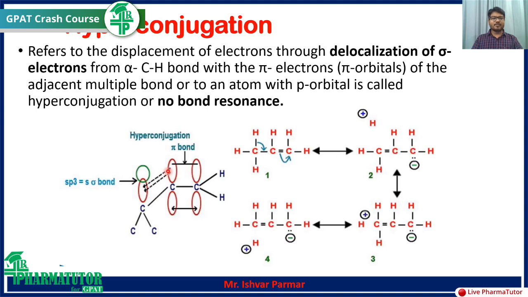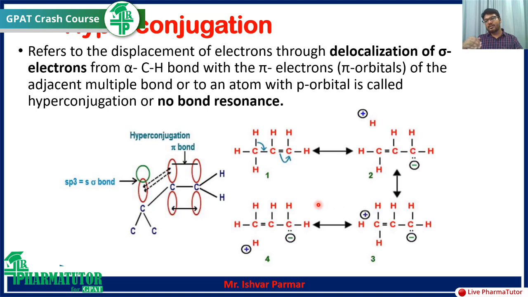In resonance we have studied it is an overlapping of only the pi bond. In hyperconjugation there is an overlapping of the sigma bond and the pi bond. After this overlapping, different contributing structures are formed. You can say this pi bond is displaced to this carbon and it gets a negative charge, so there is a removal of a bond, so that's why it's called no bond resonance. In total there are four structures, so that's why it is a no bond theory.